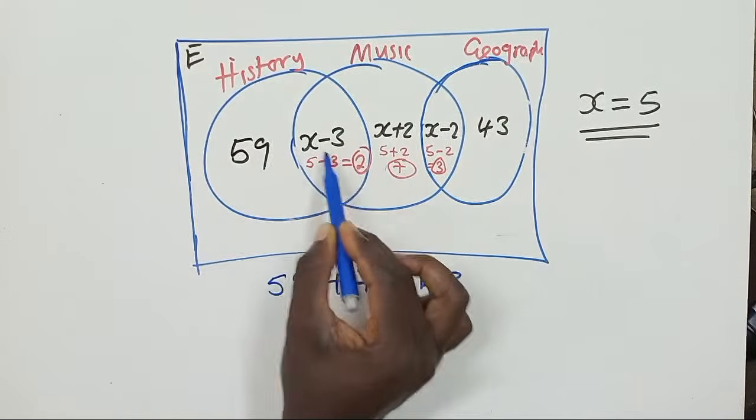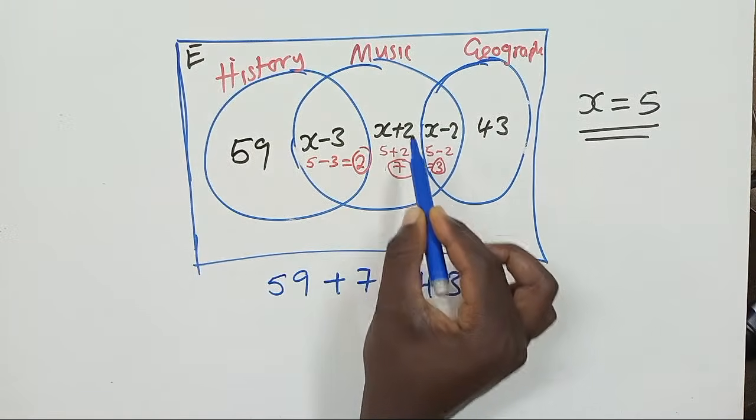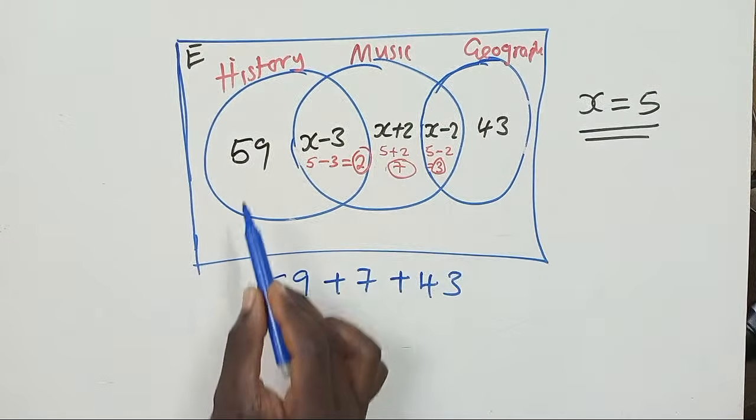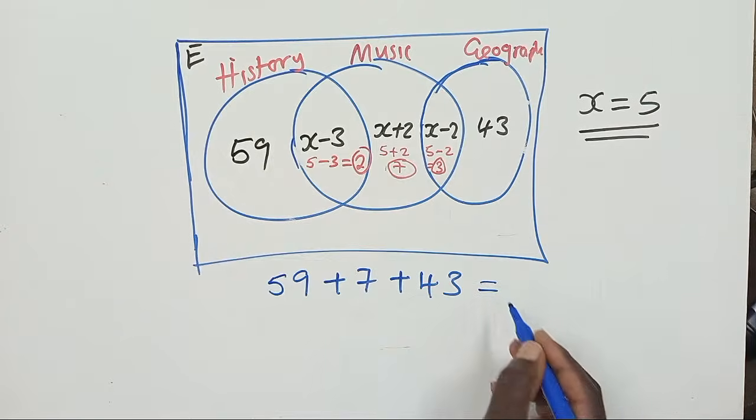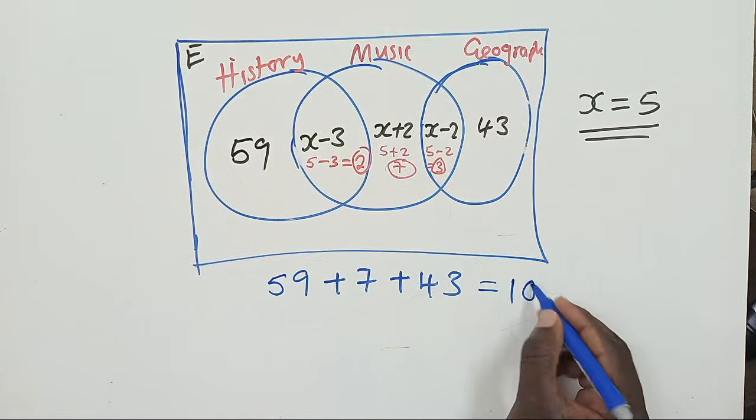These took 1, but these took 2. Here it's 1, here it's 1, and here it's 1. So you just add this plus this plus this. What are we getting? We're getting 109.